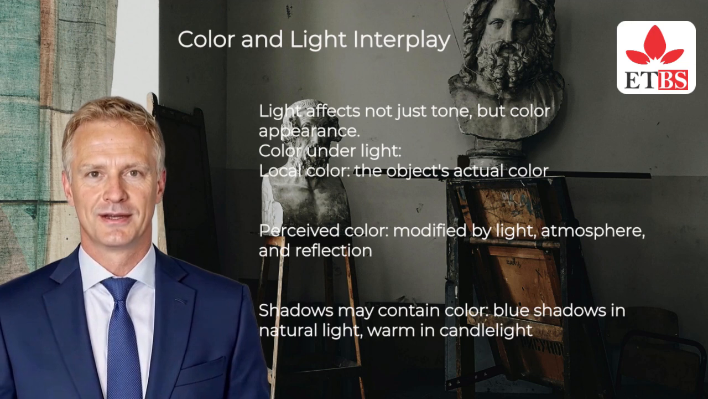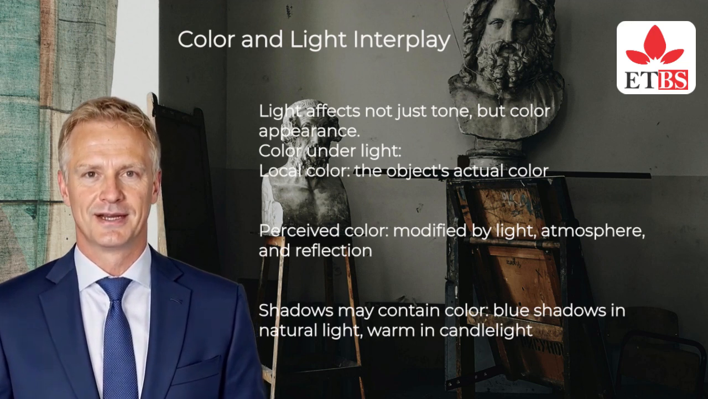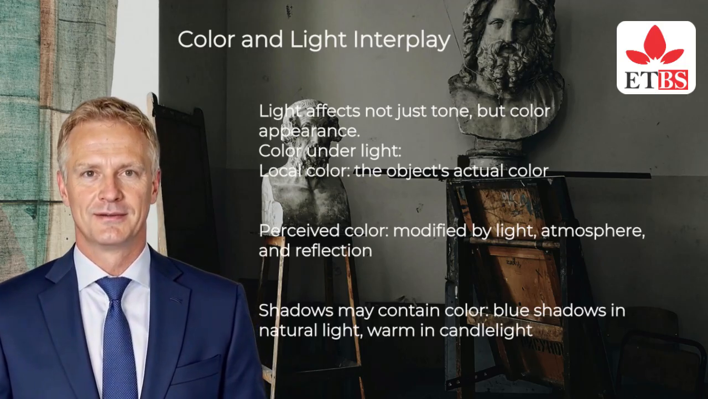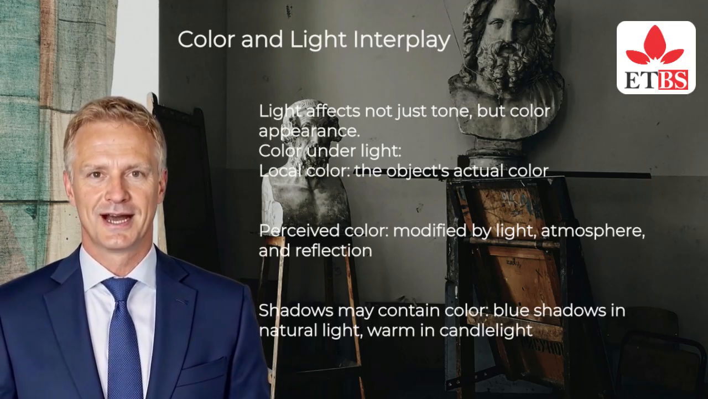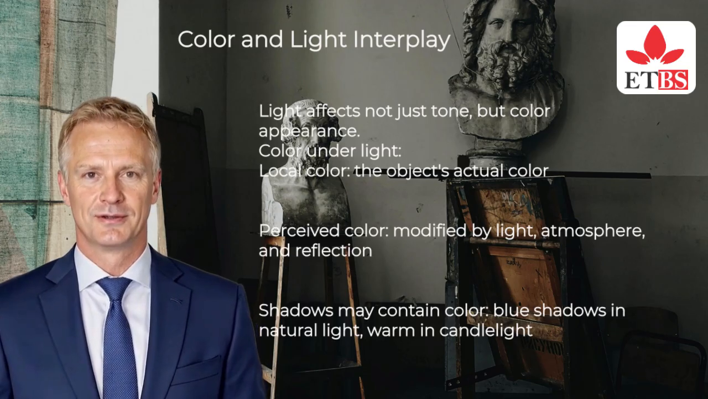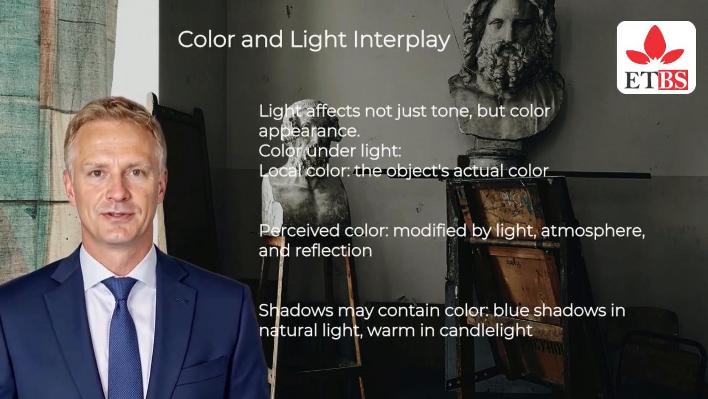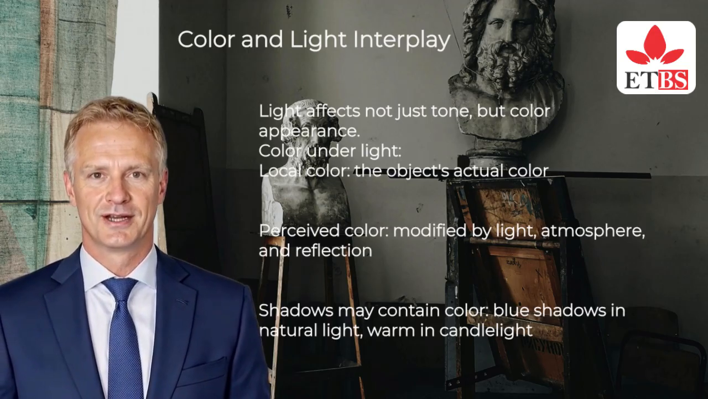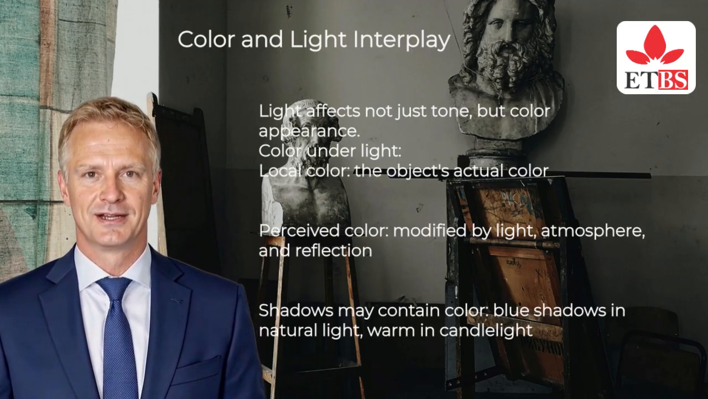6. Color and light interplay. Light affects not just tone, but color appearance. Color under light. Local color is the object's actual color. Perceived color is modified by light, atmosphere, and reflection. Shadows may contain color: blue shadows in natural light, warm in candlelight.